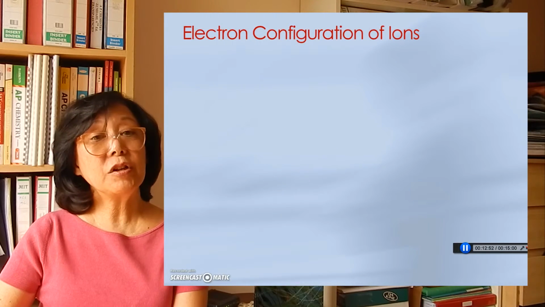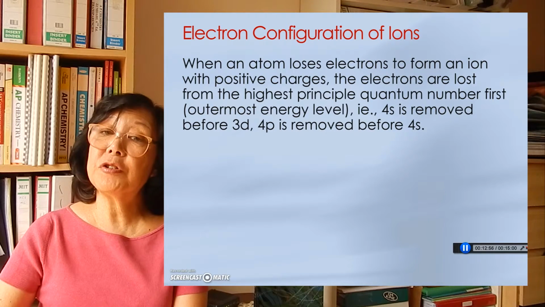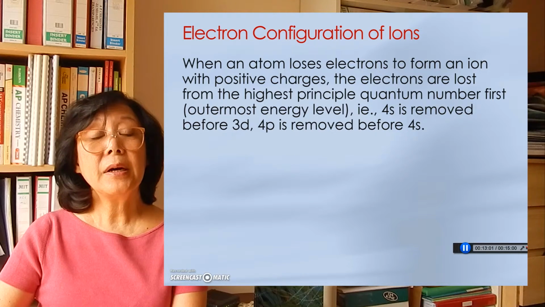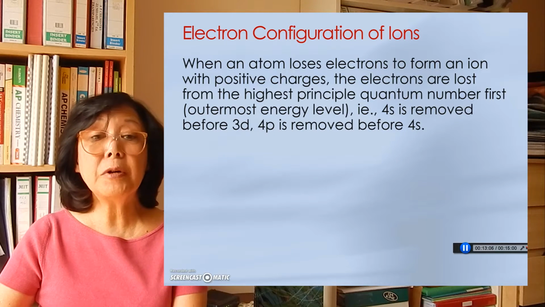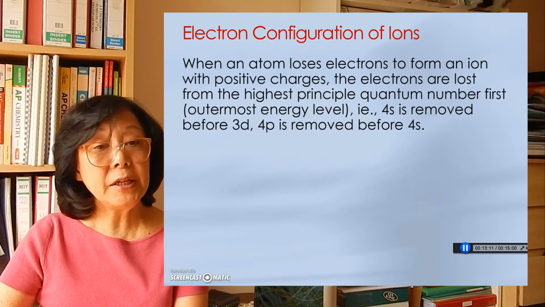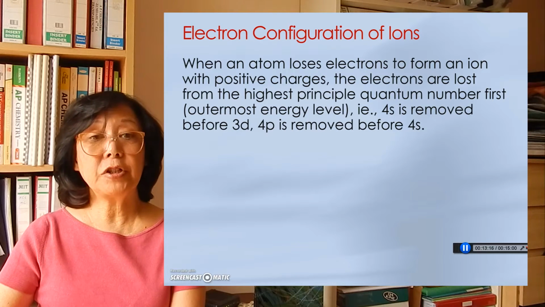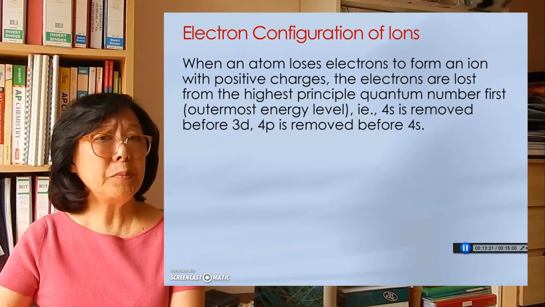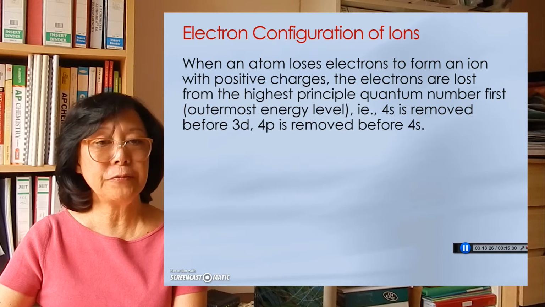Now let's look at electron configuration of ions. When an atom loses electrons to form an ion with positive charge, the electrons are lost from the highest principal quantum number first. In other words, the outermost energy level. The 4p is removed before the 4s, and the 4s is removed before the 3d. Although you may question, the 3d comes after 4s in terms of filling, but in terms of removing, we always remove from the outermost energy level first.